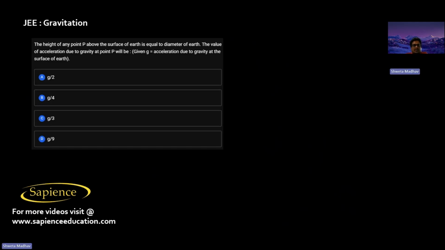Then it is told the height of any point P above the surface of the earth is equal to the diameter of the earth. The value of acceleration due to gravity at point P will be, there is a height of any point P above the surface of the earth equal to the diameter of the earth, which is 2R. So the height is 2R. The value of acceleration due to gravity at point P, which is g dash.